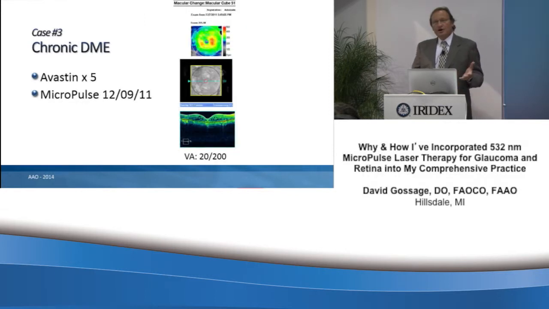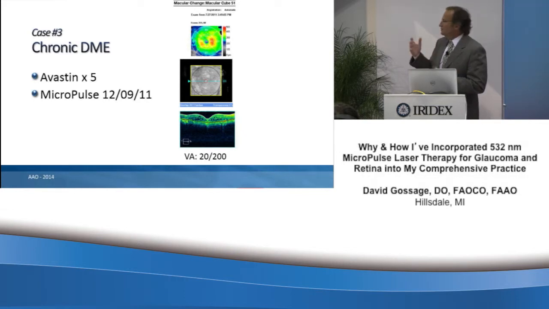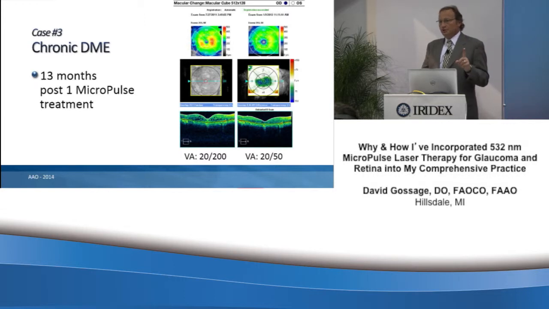This is another case of chronic DME. So here's these cases where you come in and you inject them, next month come in, inject, next month come in, inject. And this person was injected 5 times and really no resolution of their edema fully. So we decided to do a MicroPulse in December of 2011. And this is 13 months post 1 treatment with no additional anti-VEGFs. So we can see a nice improvement from 2200 to 2050 with resolution of the edema with no more adjunctive therapy, no more need for a second MicroPulse at this point. So this person did very well with treatment.